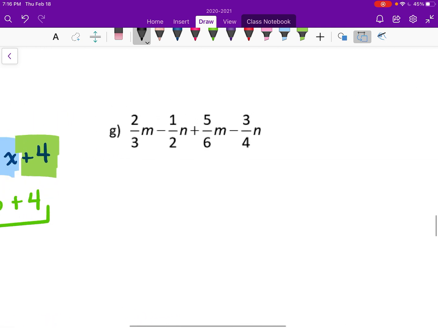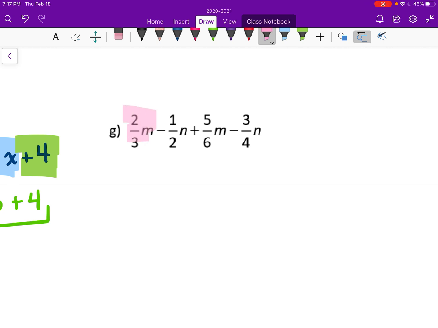Moving on. So now here we have 2 over 3m minus 1 over 2n plus 5 over 6m minus 3 over 4n. And to the naked eye, this looks really, really confusing. And the only reason it looks confusing is because I put fractions in. Let's just go deal with this as not fractions, the same way. Let's just separate it and collect our like terms first.